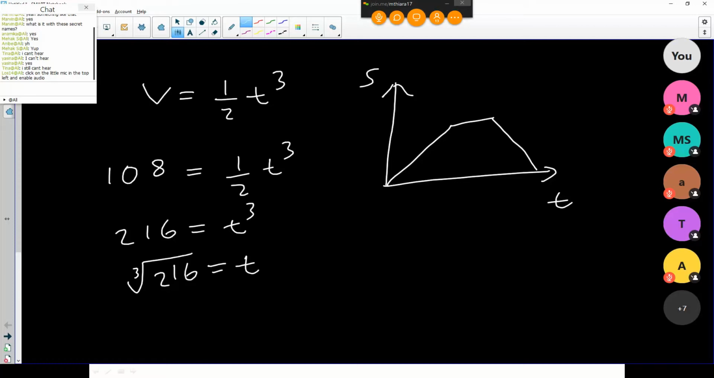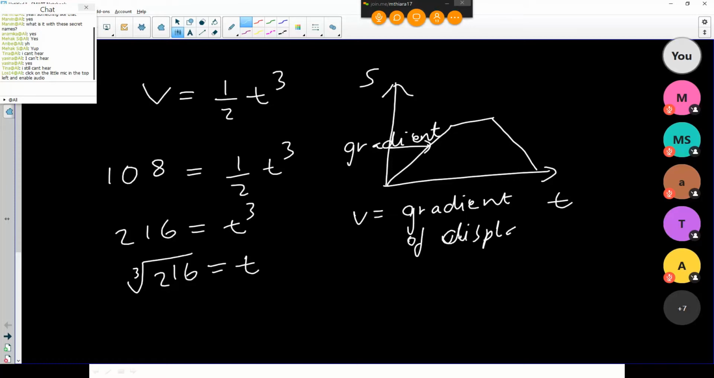Now we had straight lines. The gradient on a displacement time graph was velocity. So velocity was equal to the gradient of displacement. That is what velocity was equal to. So the gradient of the displacement time graph was your velocity.